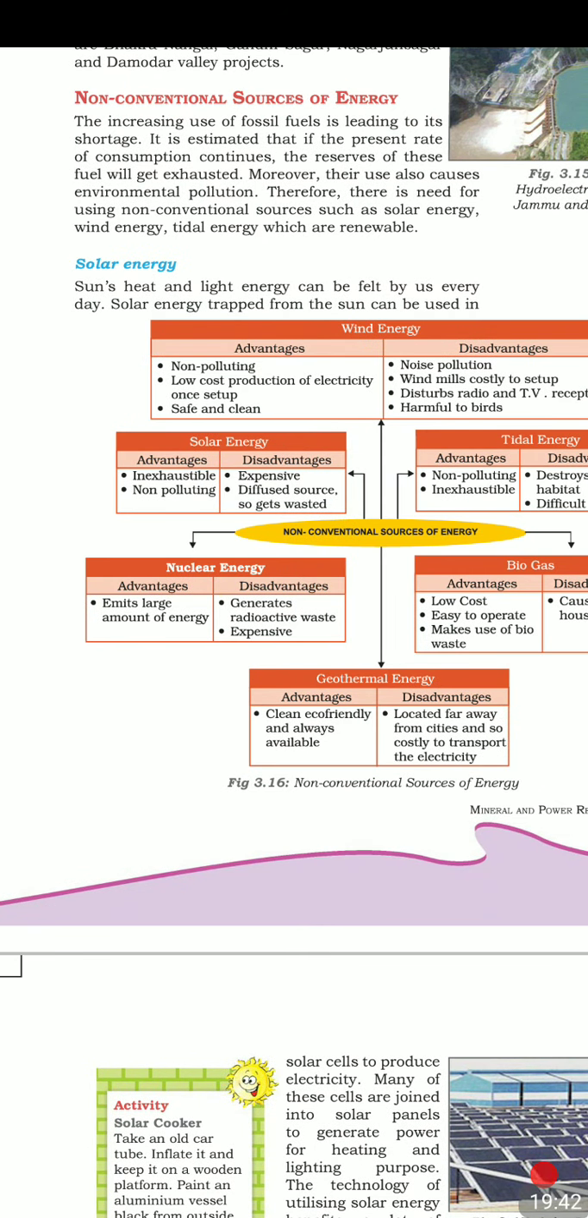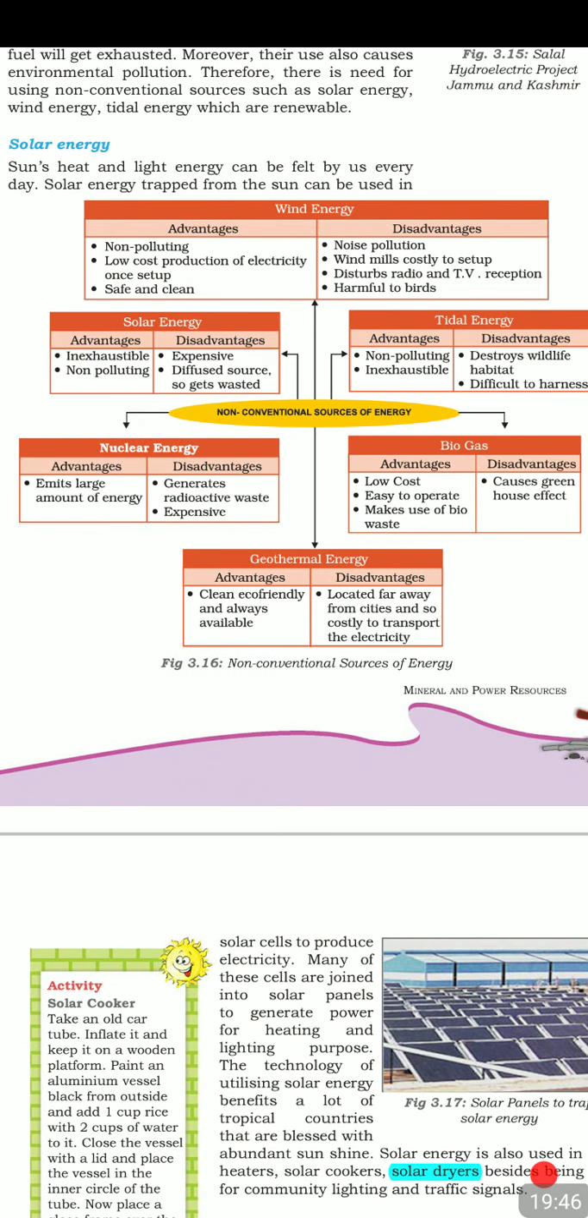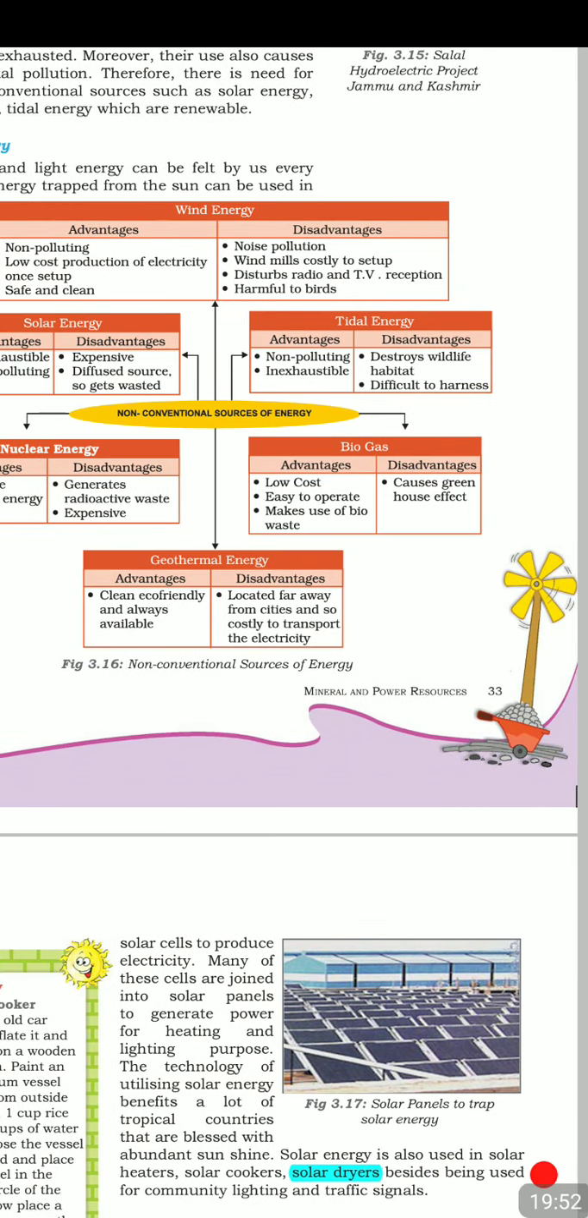Nuclear energy emits a large amount of energy, but the disadvantages include that it generates radioactive waste and it's very expensive. Yes. Biogas is low cost, easy to operate, and makes use of bio waste. Yes, I mean, it's a good option for farmers in doubling their income, right? But the disadvantage of biogas is that it causes the greenhouse effect.